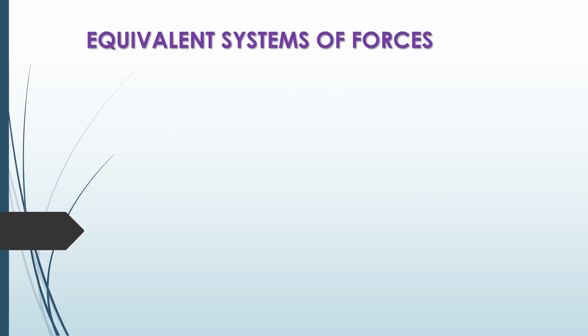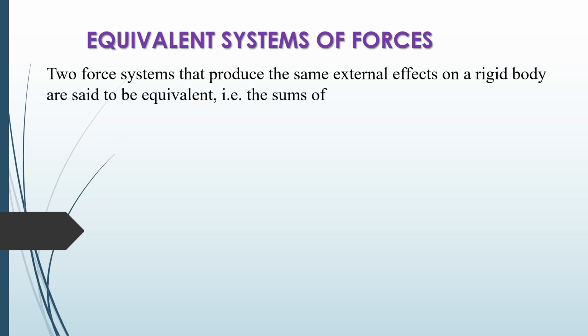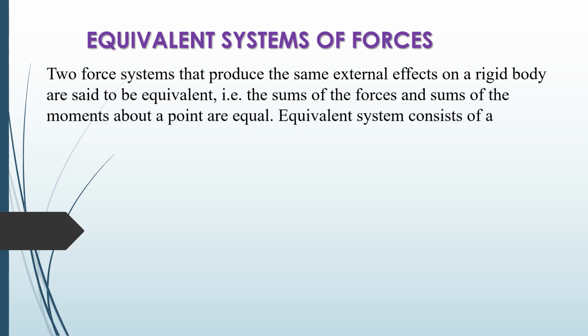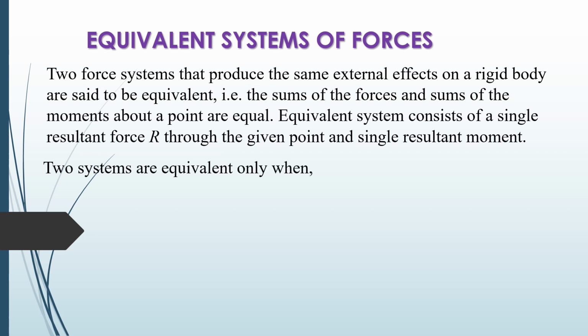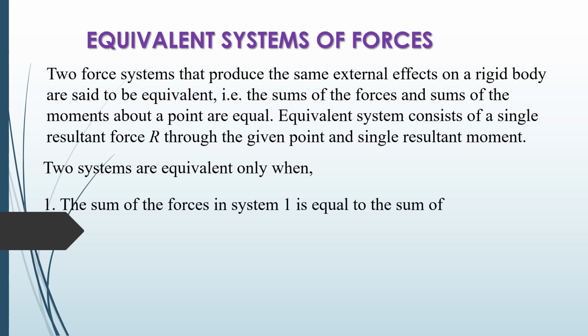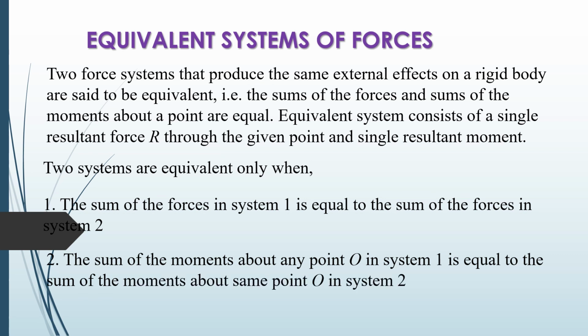Equivalent systems of forces. Two force systems that produce the same external effects on a rigid body are said to be equivalent. That is, the sums of the forces and sums of the moments about a point are equal. An equivalent system consists of a single resultant force R through a given point and a single resultant moment. Two systems are equivalent only when the sum of the forces in system 1 is equal to the sum of the forces in system 2, and the sum of moments about any point O in system 1 is equal to the sum of moments about the same point O in system 2.